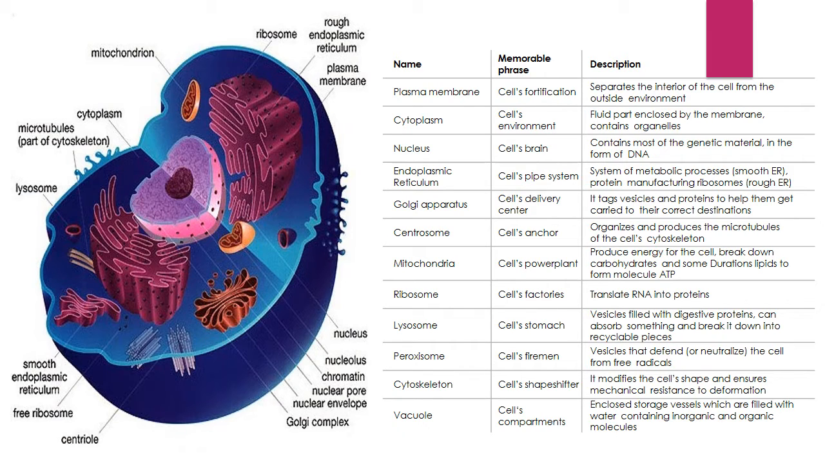Cytoskeleton. It is the cell's shapelifter. It modifies the cell's shape and ensures mechanical resistance to deformation. Last but not the least, we have vacuoles. Vacuole is called the cell's compartments. They are enclosed storage vessels which are filled with water containing inorganic and organic molecules.